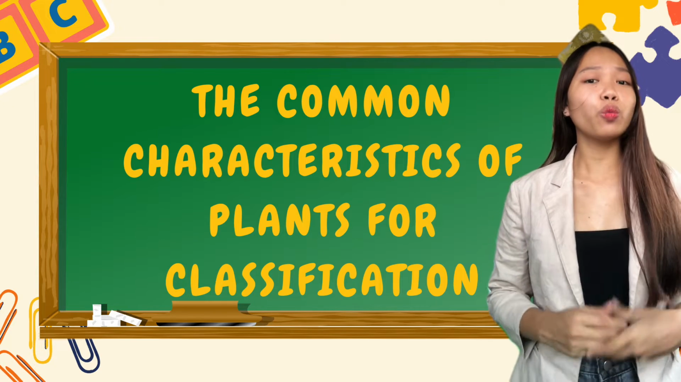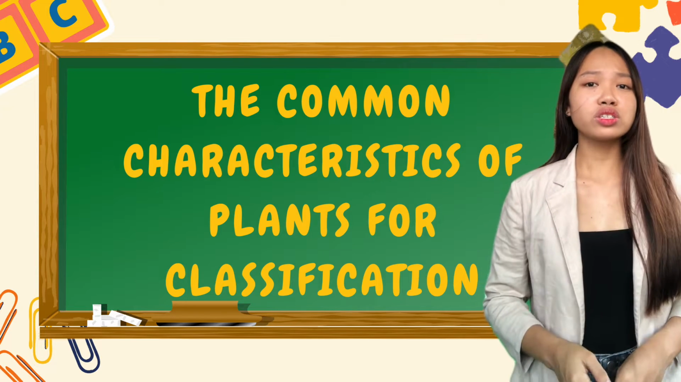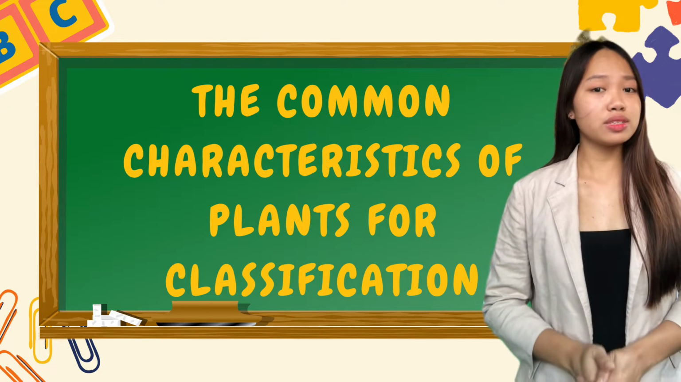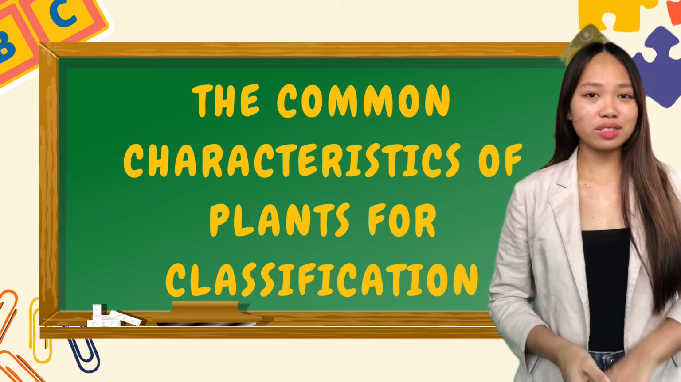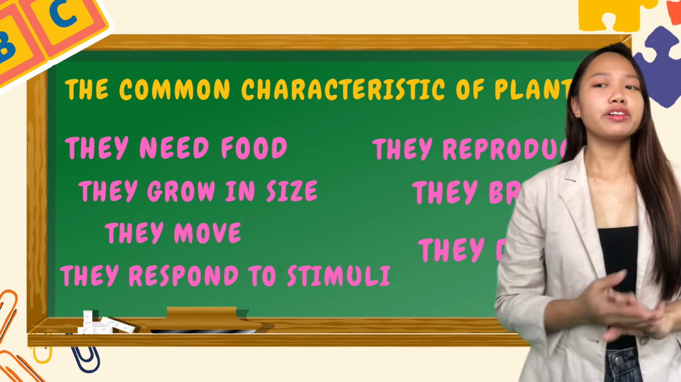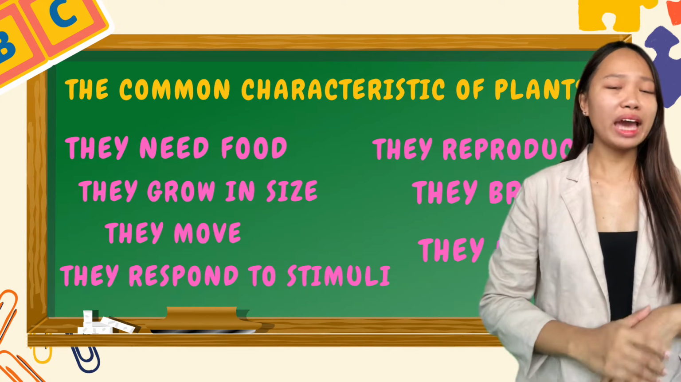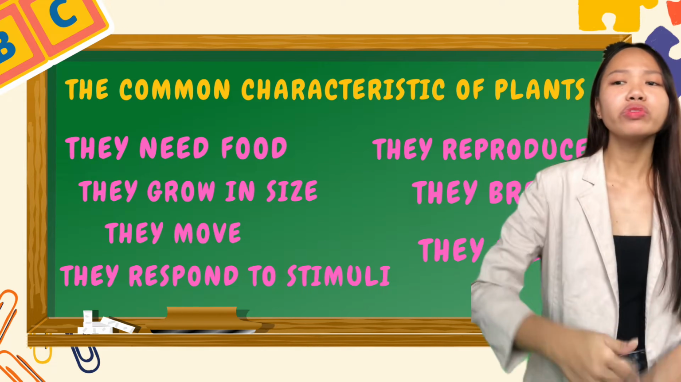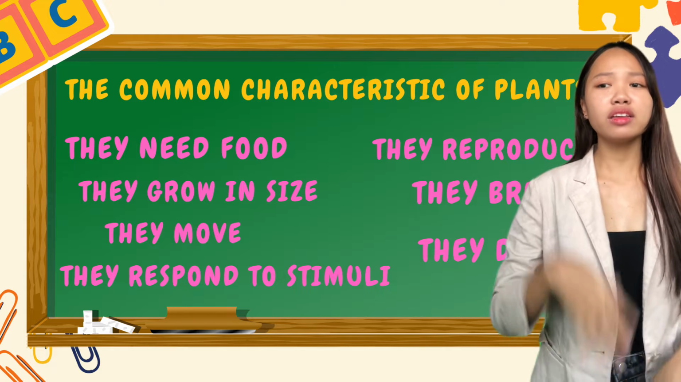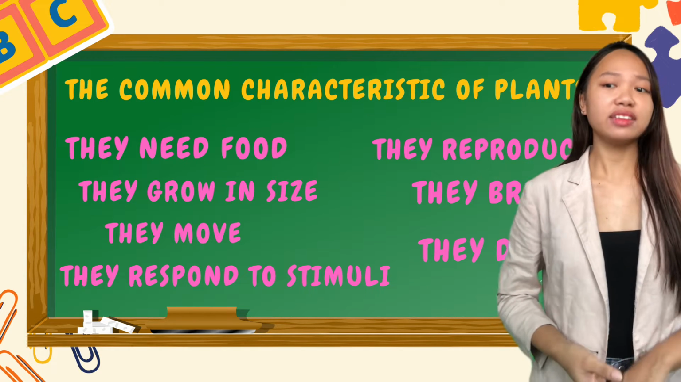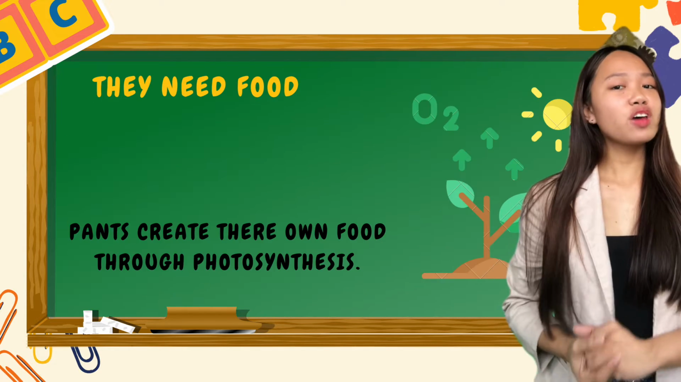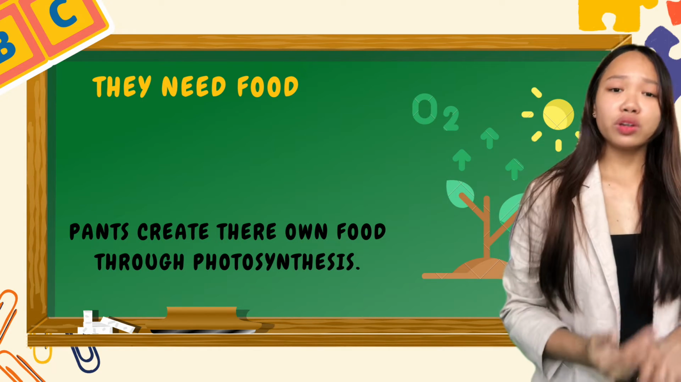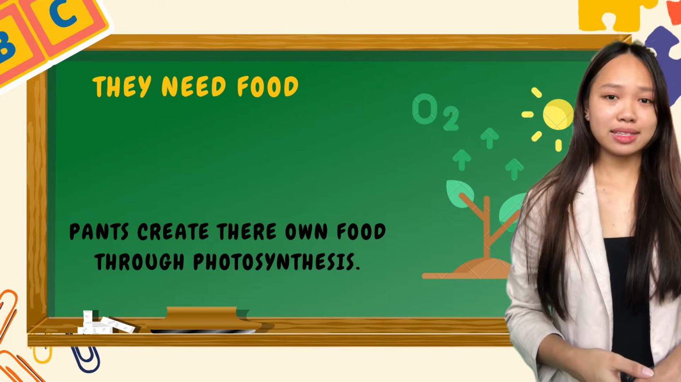So I guess we are ready to discuss our main agenda, in which we will learn the characteristics of plants and their classifications. These are the characteristics of plants: they need food, they grow in size, they move, they respond to stimuli, they reproduce, they breathe, and they die. Let's talk about the first one. They need food. Plants create their own food through photosynthesis.